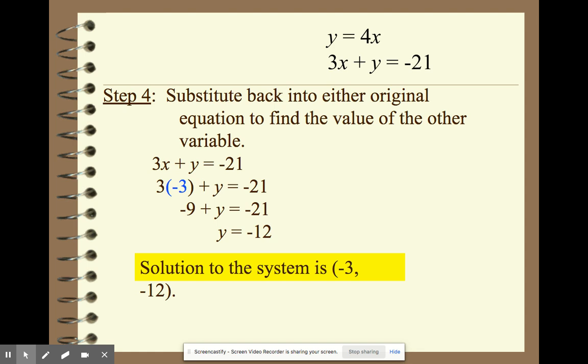Just so you know, that point right there, negative 3, negative 12, if we were to graph these two equations, that is the point where they would cross. Looking at step four, you could have used the top equation or the bottom equation to get your answer. If I was solving this on my own, I would have 100% used the top equation, because 4 times negative 3 still would have given you negative 12 a lot faster, right?